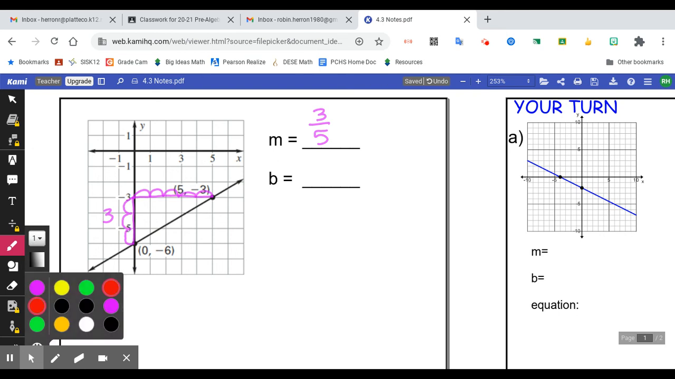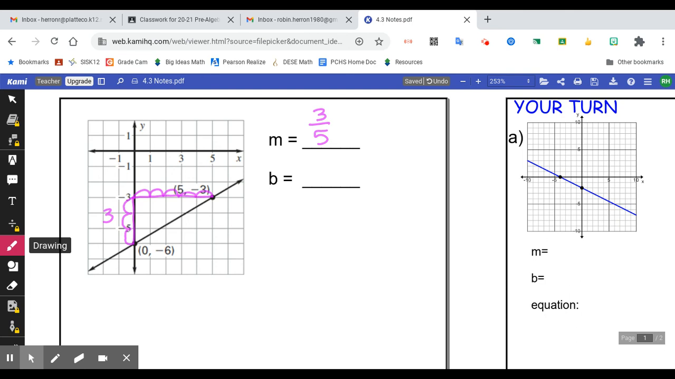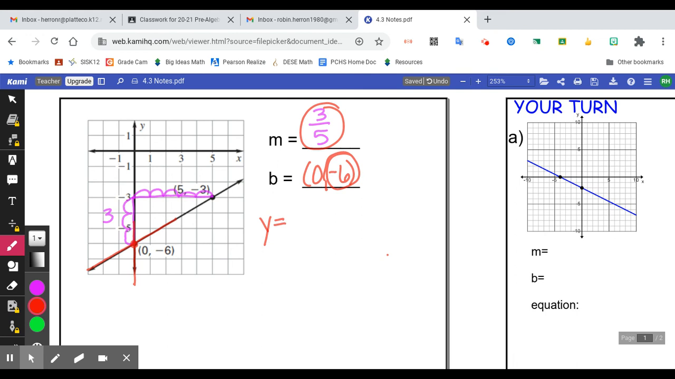My y-intercept is where it crosses the y-axis. So where this line crosses this axis is right here on the y-axis itself, right? So for this one, it's at 0, negative 6. So here's my m. We only need this part of our intercept, right? The y value. So here it is. Y equals m, which is 3/5, x stays, and then it's negative, so minus 6. M and B plugged in to find the equation.